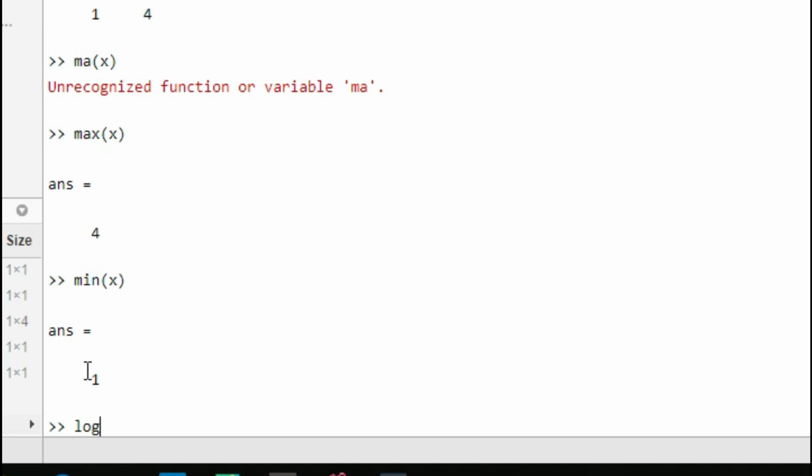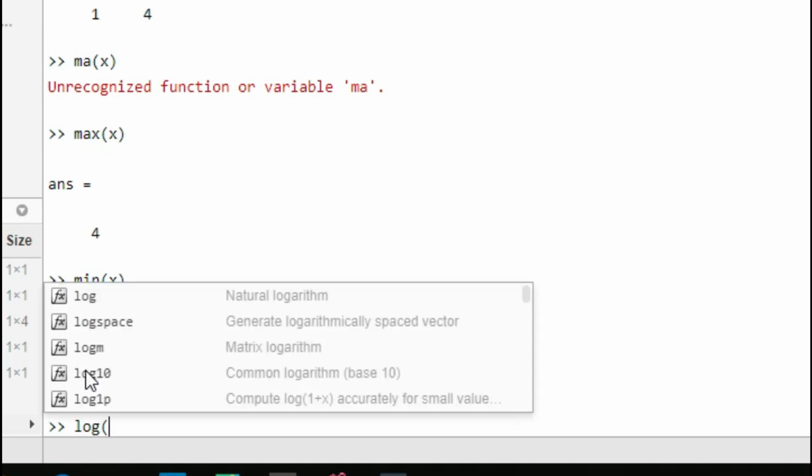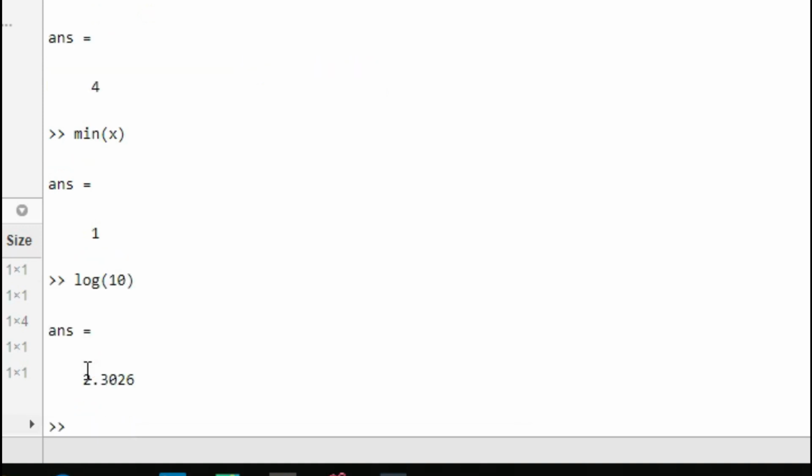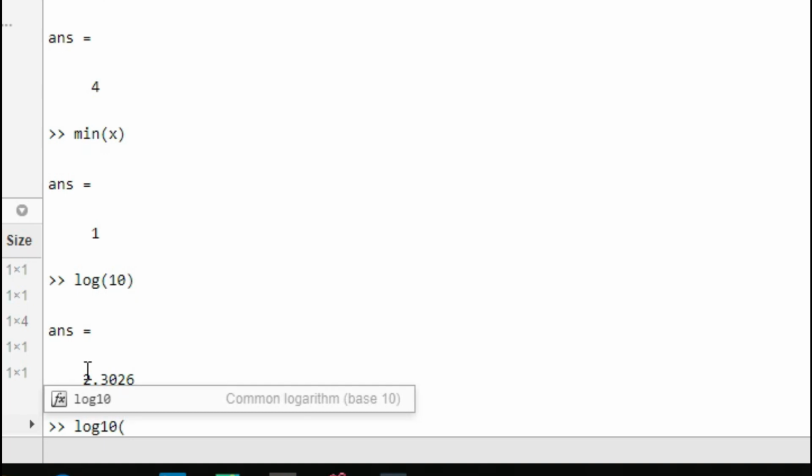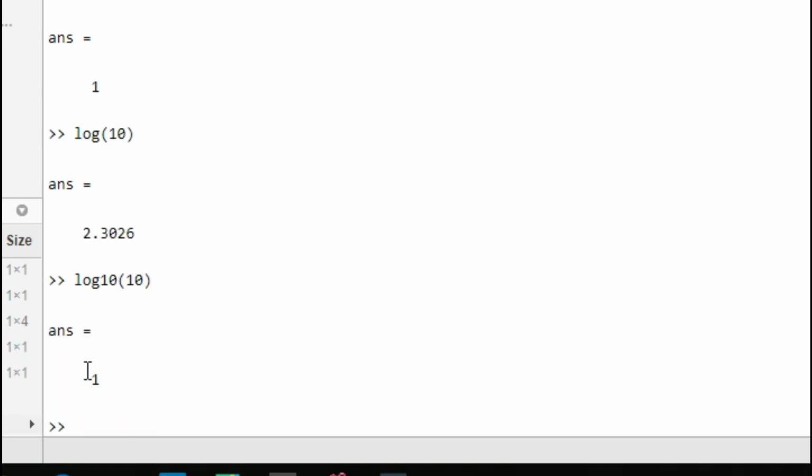So I want to check log to the base e of 10. So let's try log 10, which is 2.3. Now I want to check log to the base 10, log10 of 10. So it gives 1. We know log to the base 10 of 10 is 1.